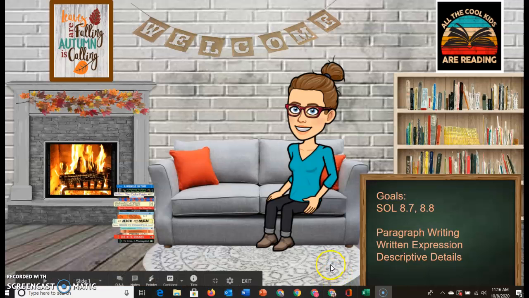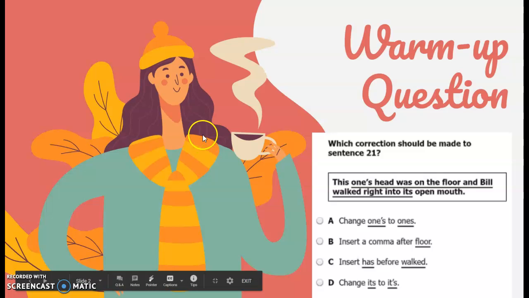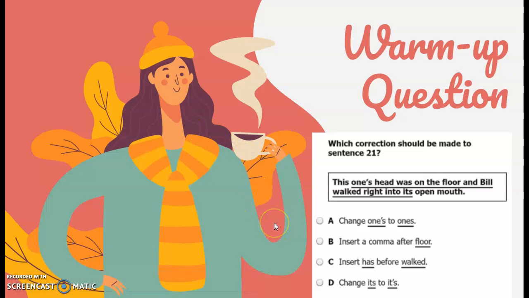Our lesson is going to focus primarily on paragraph writing and ways to improve our written expression and add in descriptive details. First, we're going to get started with a quick warm-up. You're going to see this question pop up in your Playposit. Go on ahead and answer it, and when you're done, you can move on to the next step of our video.